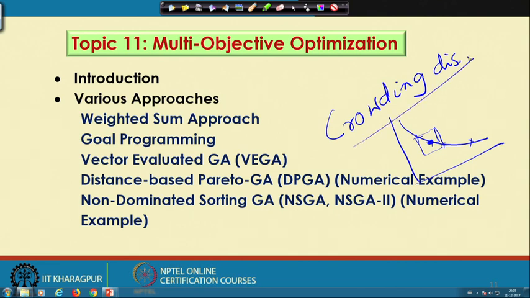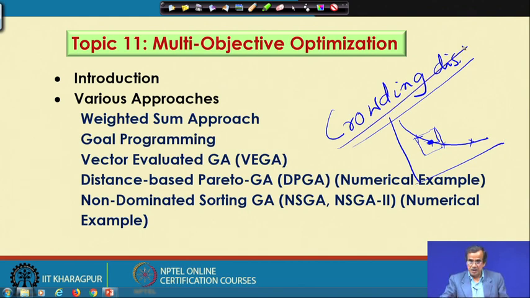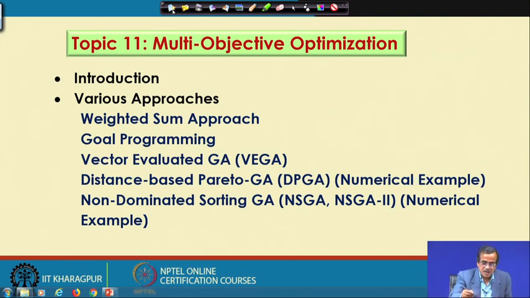Now, it is obvious that for the points which are at the end, the crowding distance value will be much more, and for the points which are very close to each other, the crowding distance value will be less. During reproduction, we will have to give more weightage to the points whose crowding distance value is more. By doing that, we will be able to maintain the diversity of the solutions.